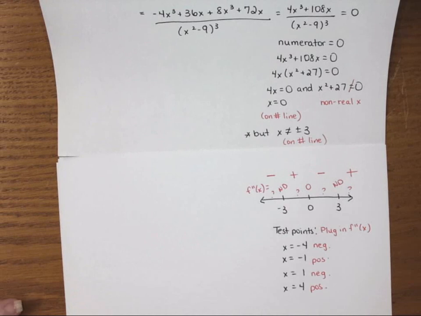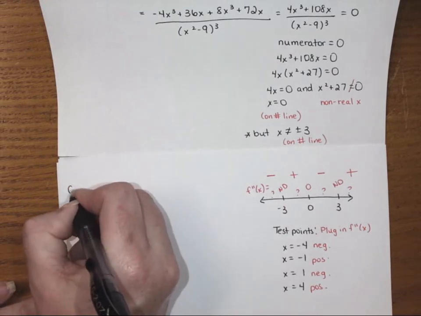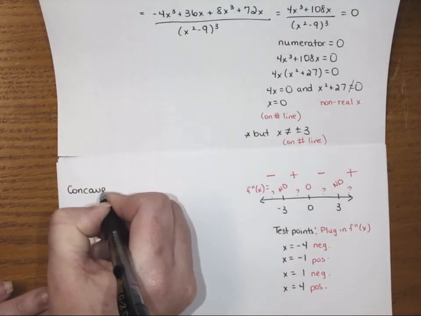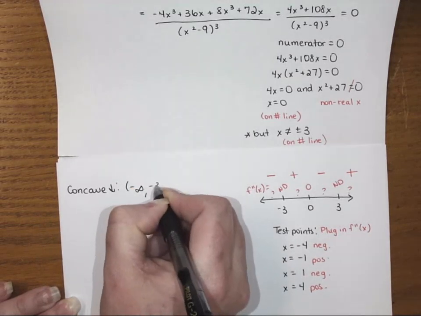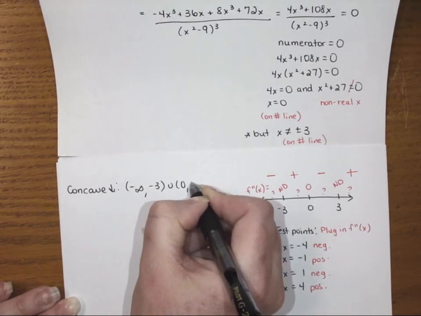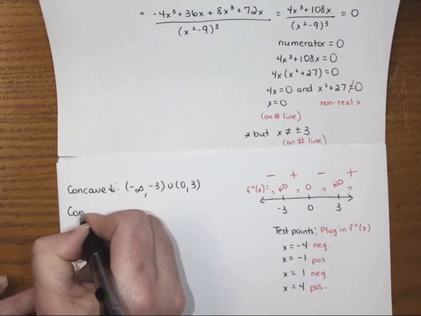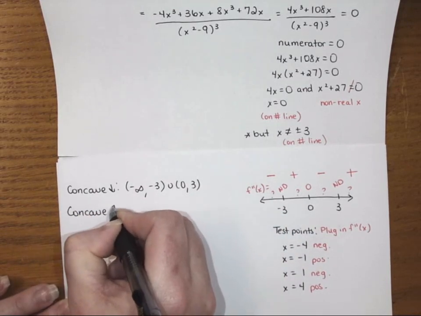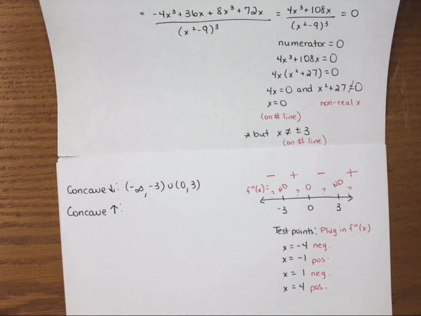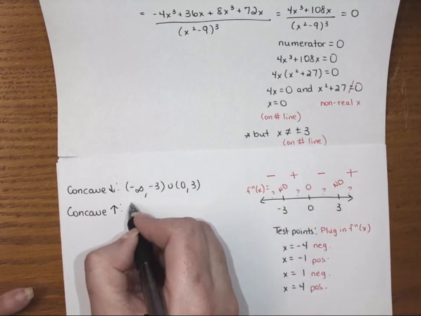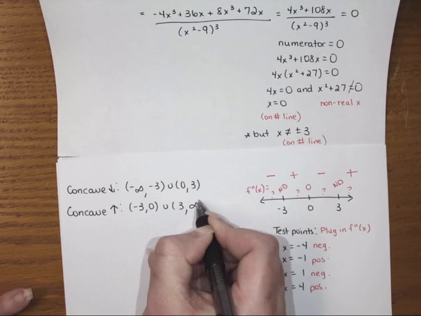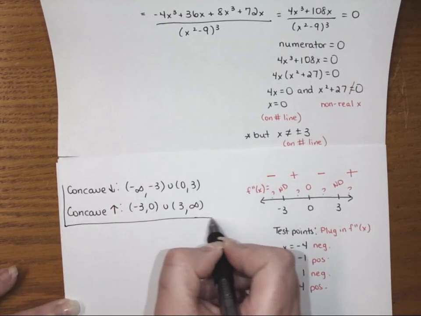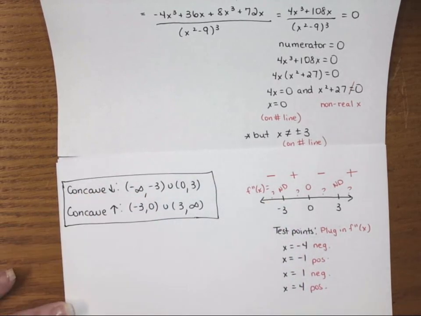So let's talk about what that means, and then we'll discuss any inflection points we have. That means we are concave downward from -infinity to -3, and also from 0 to 3. If we look at the sign chart we just made, remember, a good sign chart tells you all the information you need. Concave upward from -3 to 0, but then also from 3 to infinity. So it changes concavity a few times. Let's talk about where it changes concavity.